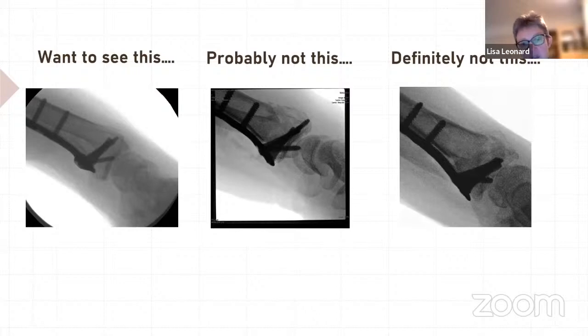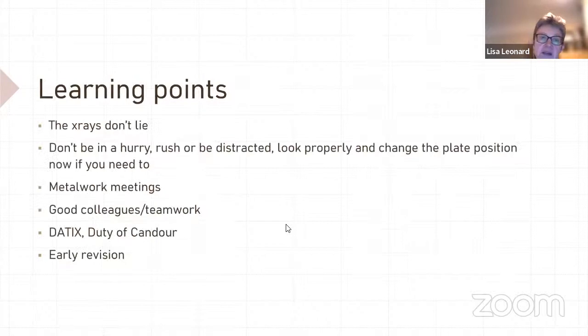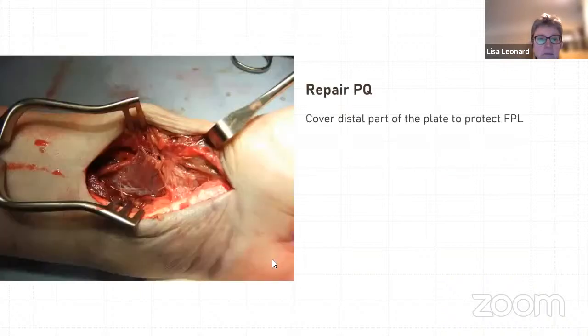So take the time and don't be distracted, don't be too cocky at this point. Maybe I was too cocky, and it only takes a few minutes to adjust the screws and adjust the plate here. If you get the K-wire in the right place in the first place, you shouldn't get this position. But if you do, then accept it and make sure you take the time to change it. Nothing worse than angsting over this sort of thing where what you really want is the perfect x-ray. So early revision, and I think doing that will perhaps help avoid later problems.